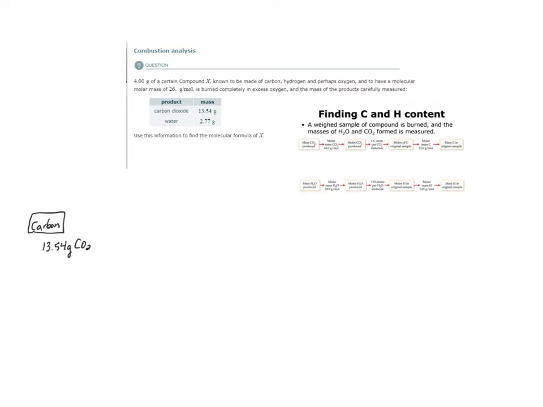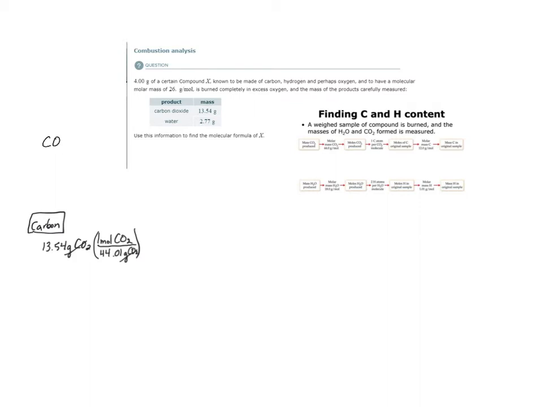Well, how can we do that? We need to use the molar mass, of course. So the molar mass of CO2 is 44.01 grams of CO2 per 1 mole of CO2. Now that I've divided by the molar mass of CO2, I have moles of CO2 produced. And now let's use what we know about the carbon dioxide molecule to figure out how many moles of carbon we had in our original sample.